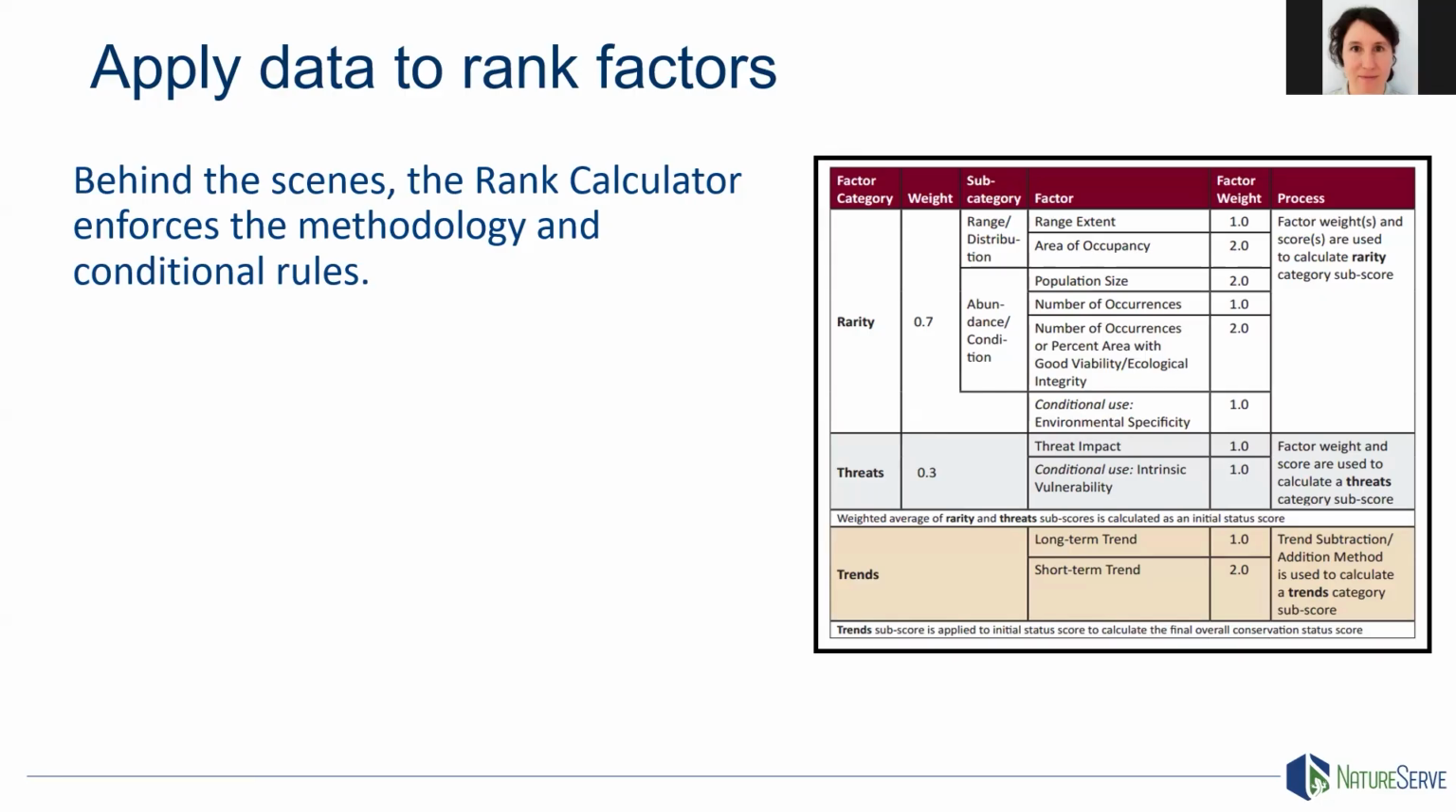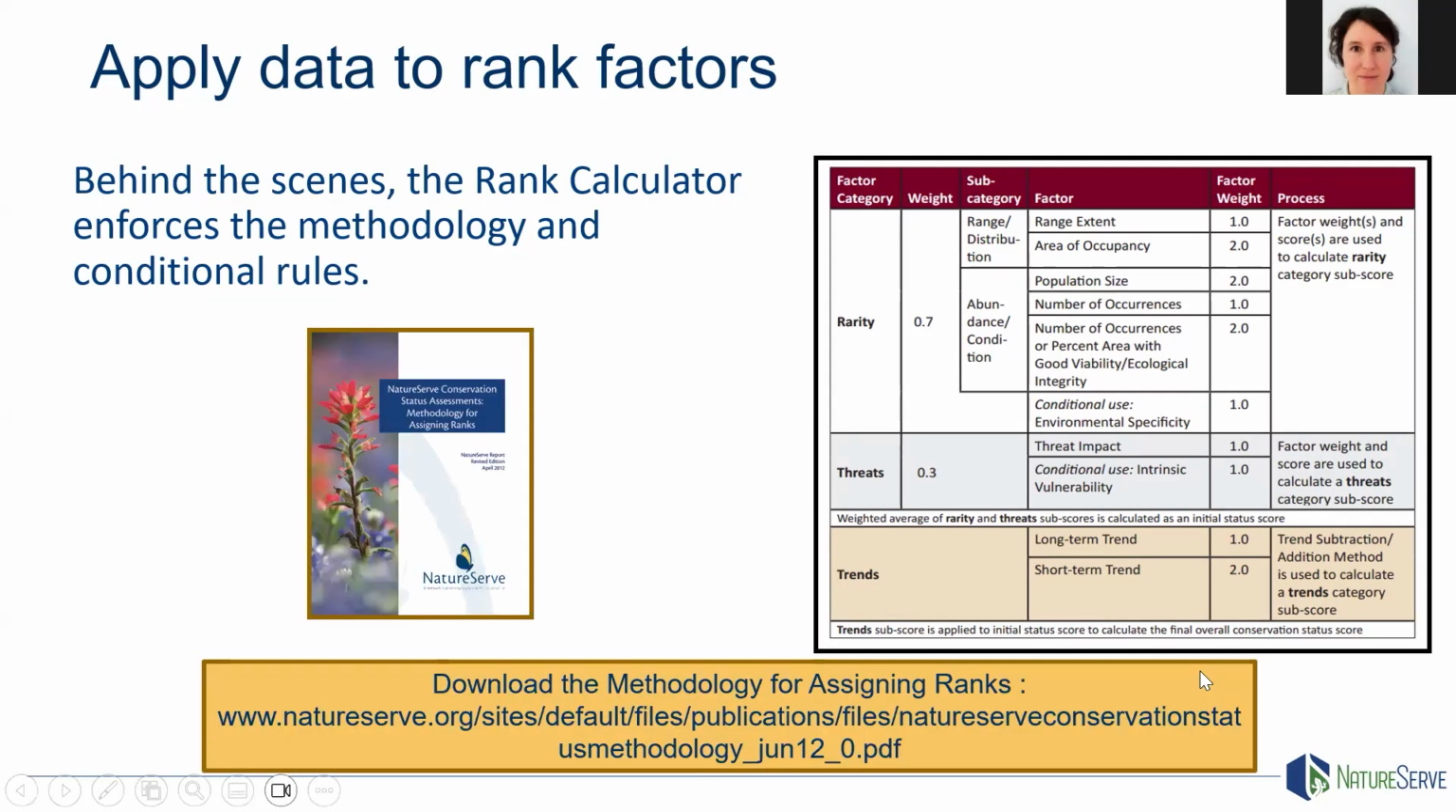Behind the scenes, the rank calculator uses carefully considered factor weights and algorithms to designate a conservation status rank. Factor scores are weighted by impact on extinction risk. Notice that within rarity, some factors are more heavily weighted, like area of occupancy or number of occurrences with good viability. A detailed explanation of the weighting and scoring and algorithms are found in the methodology for assigning ranks document.